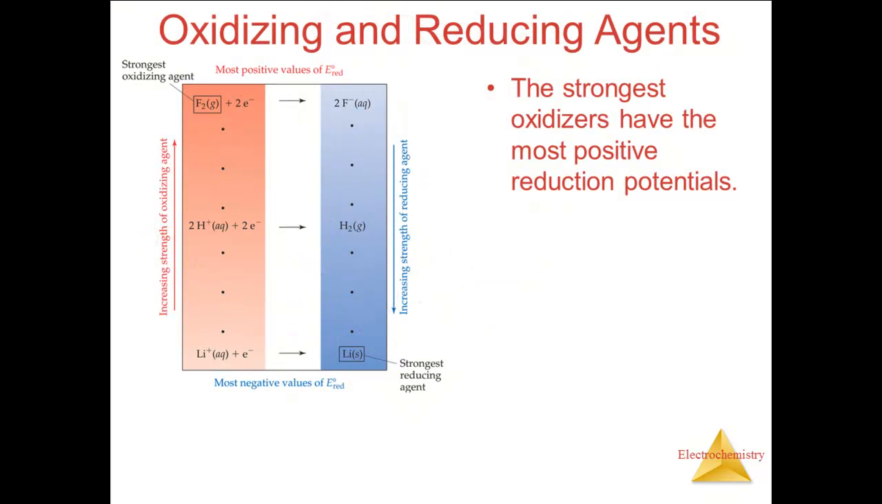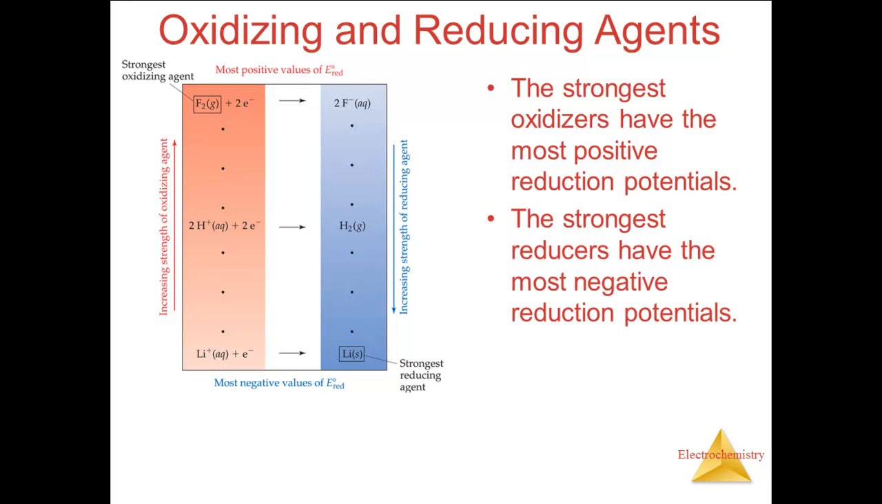If we remember that the oxidizing agent is the substance that contains the atom that gets reduced, then the oxidizing agent is in the reactants in the table of reduction potentials. The strongest oxidizing agents have the highest, that is the most positive, reduction potentials.